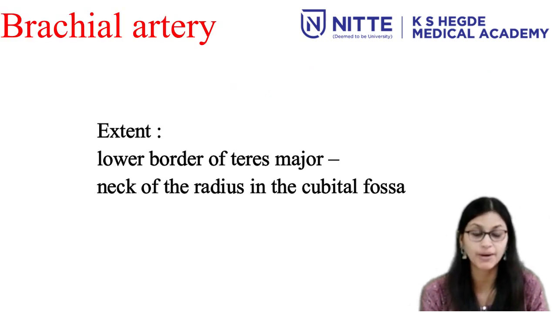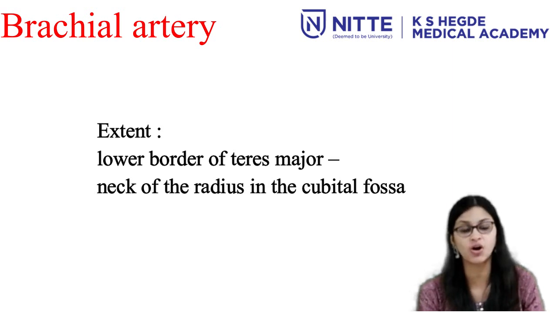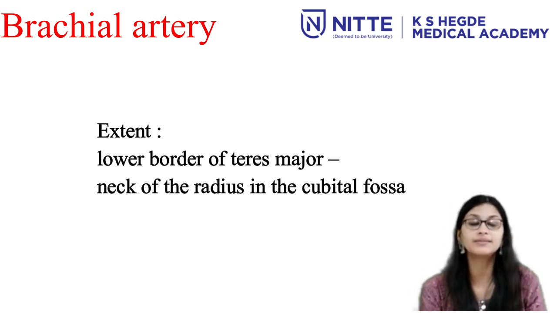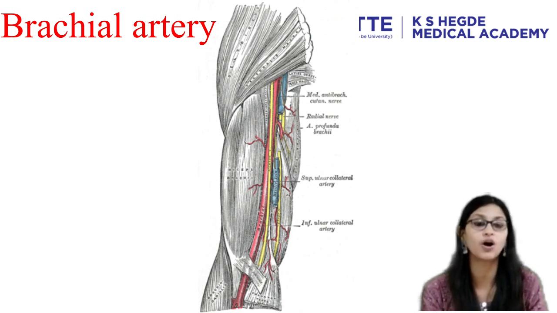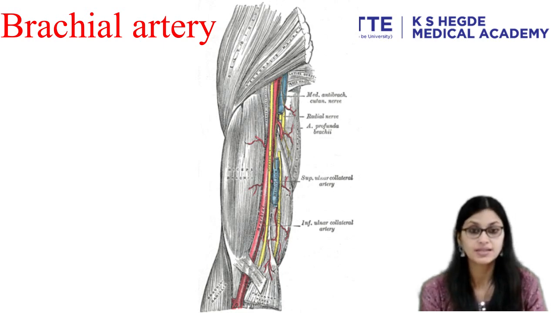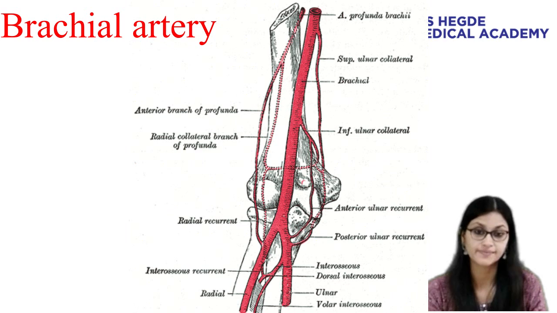About the artery of this compartment, that is the brachial artery. The brachial artery is a continuation of the axillary artery at the distal border of the teres major muscle. So the brachial artery lies medially, runs downwards, and we can see this artery as a content of the cubital fossa. At the level of the neck of the radius, the brachial artery divides into two terminal divisions, that is the radial artery and ulnar artery.